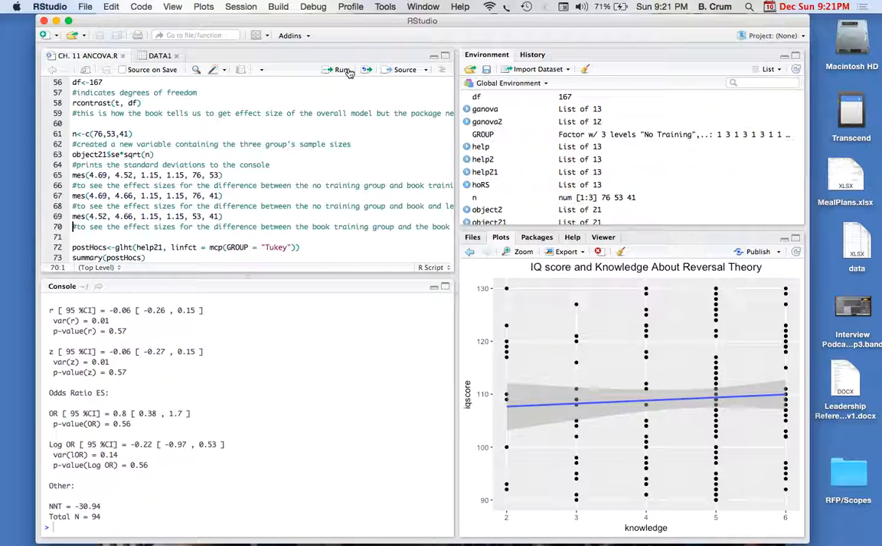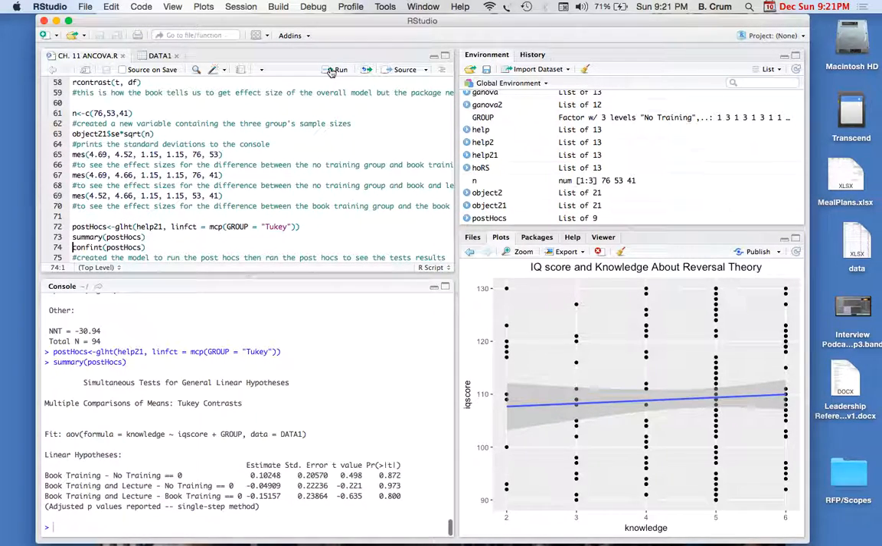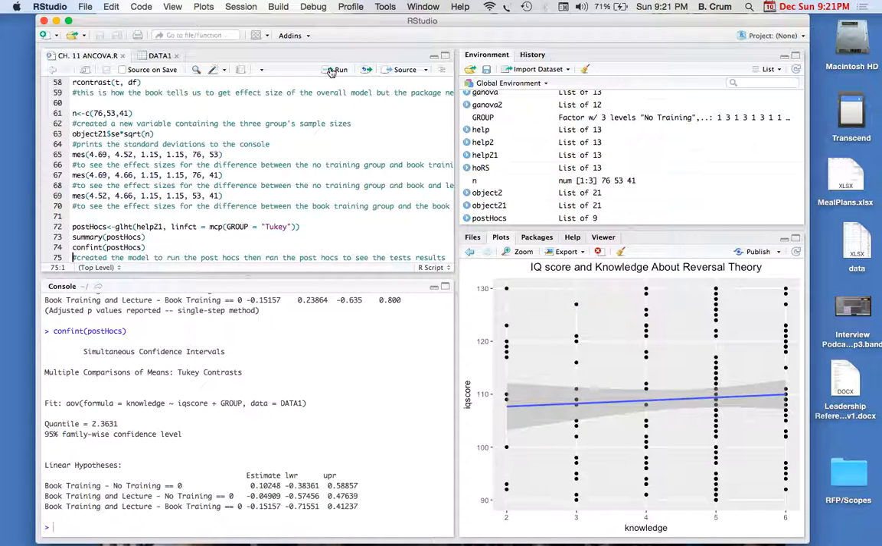It was not necessary to run the post hoc test, but I ran it regardless. The difference between the adjusted group means for book training and no training is 0.102, for book training and lecture and no training is negative 0.049, and for book training and lecture and book training is negative 0.152. The output suggests no significance between any groups. Book training and no training have a p-value of 0.872, book training and lecture and no training have a p-value of 0.973, and for book training and lecture and just book training, p equals 0.8.